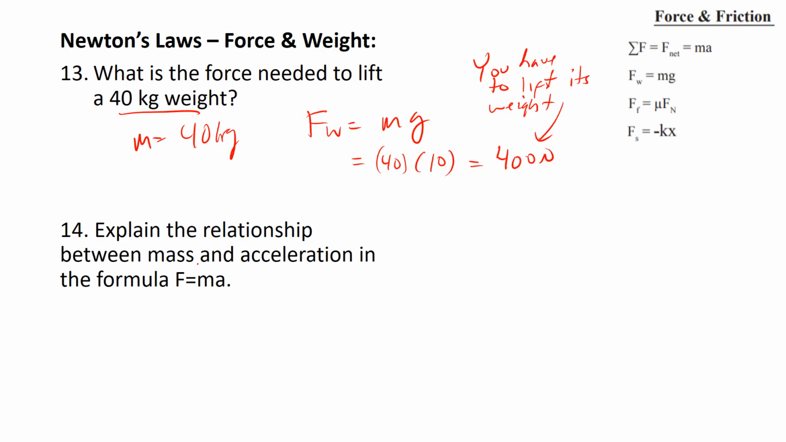Okay, explain the relationship between mass and acceleration in the formula. So if force is to stay the same and I make mass go up, acceleration goes down. So they are inversely related. So if force was 1 and I made mass 2, then acceleration would have to be 1/2. And if I made acceleration 2, then the mass would have been 1/2 to make it equal to 1. So if one goes up, the other one goes down. If that went down, this would have to go up.